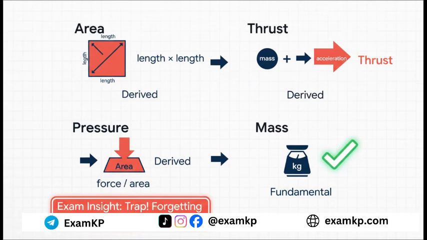So let's think this through. Area? Well, that's just length times length, right? So it's built from something else. It's derived. What about thrust? That's just a fancy word for force, which is mass times acceleration. Again, derived. Then you have pressure, which is force over area. Definitely derived. The only one left is mass. And mass, well, that's one of the big 7 fundamental quantities. So area, thrust, and pressure, those are our guys. That makes D the correct answer.